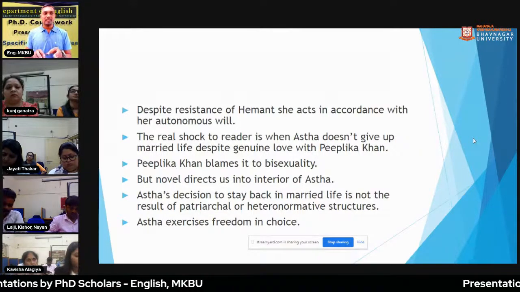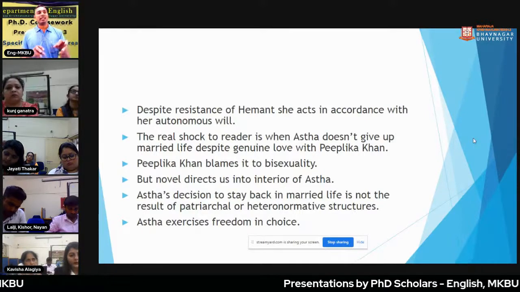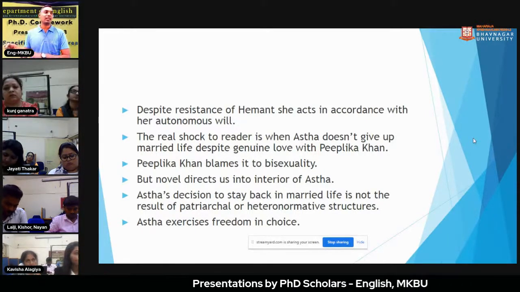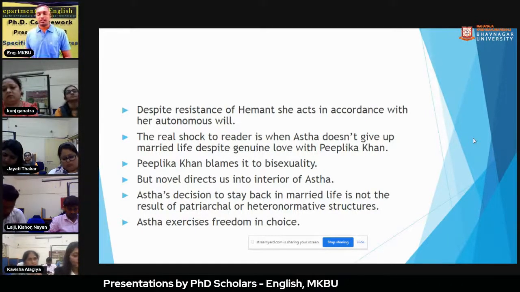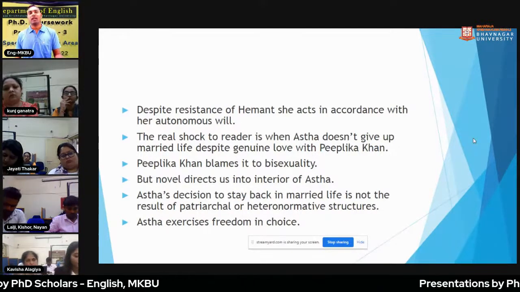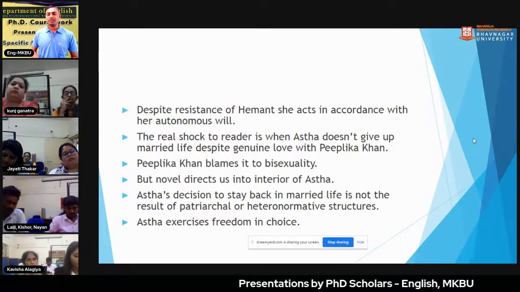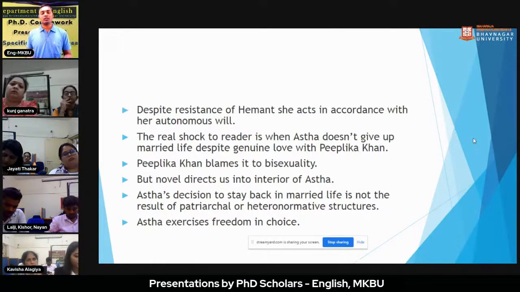Now, she is exercising freedom, exercising self-choice. Why is it that I cannot go? Why is it that I cannot accompany Peeplika Khan even to watch a film, a gay film, and even Ekta Yatra? So despite the resistance of Hemant, she acts in accordance with her autonomous will.